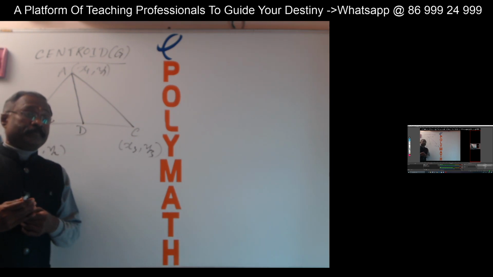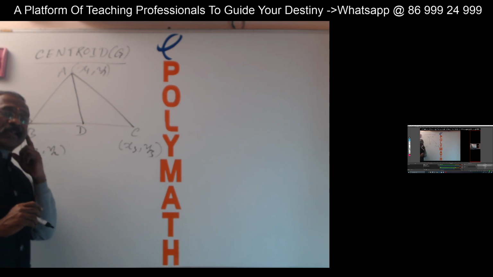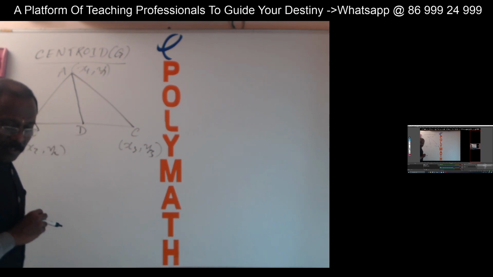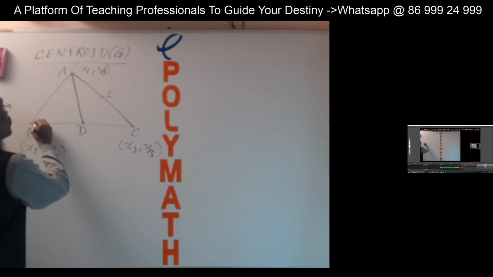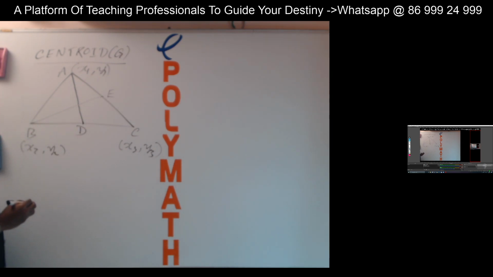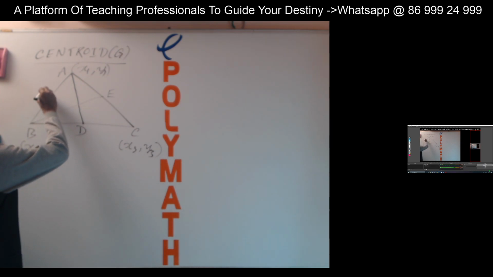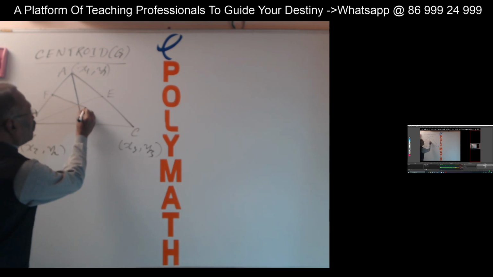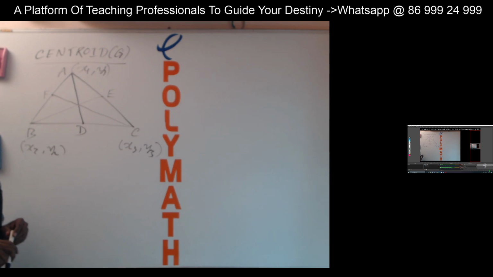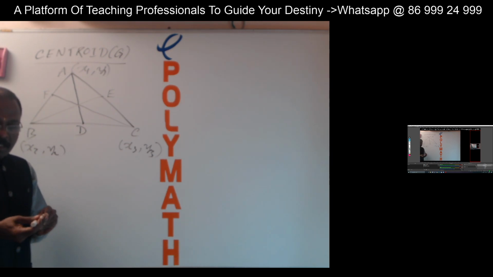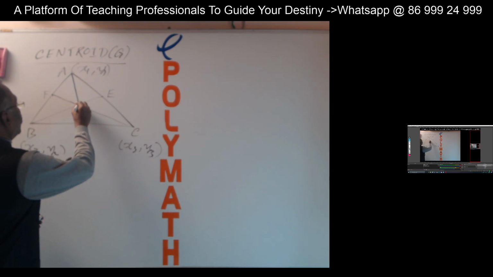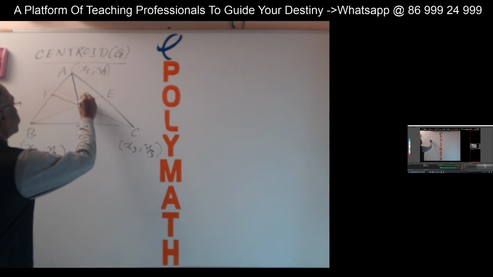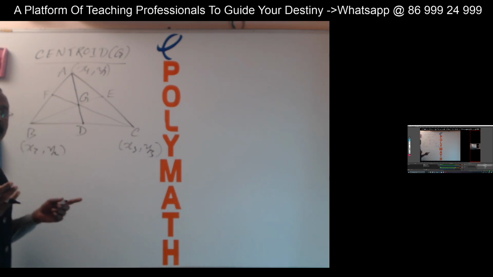You have to understand. The centroid, what I said, is the point of concurrence of medians. So this is another midpoint. This is another median. And this is another midpoint. This is another median. So how many medians we have got? 3 medians we have got: AD, BE, CF. And the point of concurrence is nothing but the centroid.